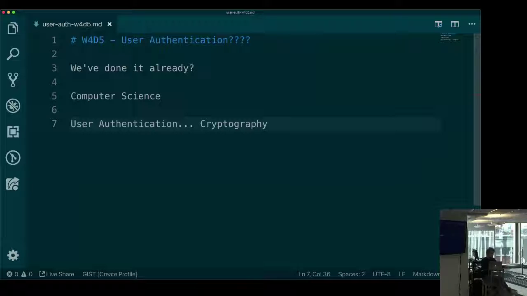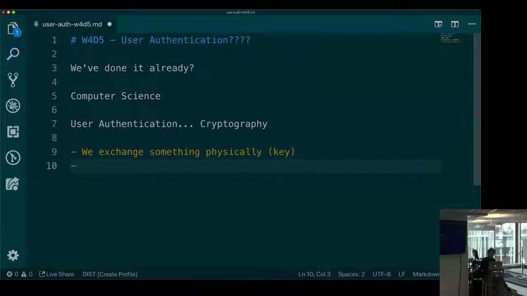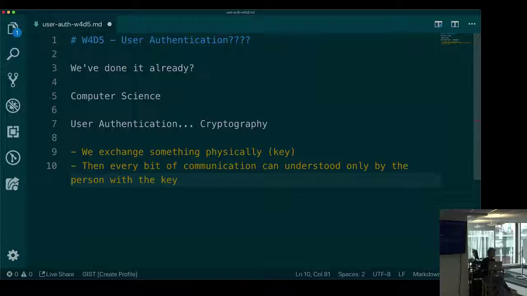We've set up essentially a protocol that has a key, right? Some way to decipher what the communication is. And we're going to spend a good chunk of this lecture really just analyzing that one interaction that we've had. So, we exchanged something physically, right? We met up and exchanged what I'll call a key. And then every bit of communication can be understood only by the person with the key. Okay, what is the key?